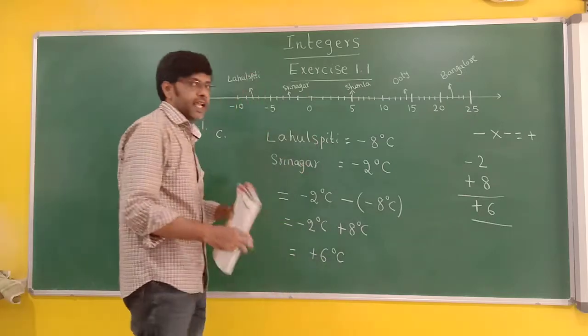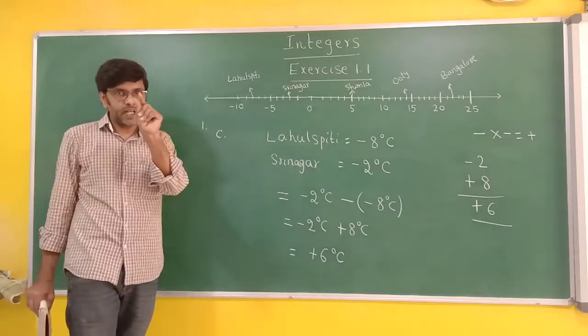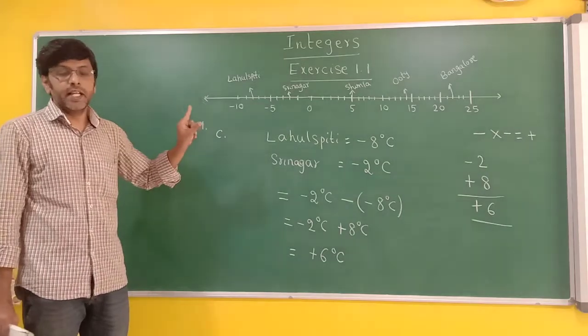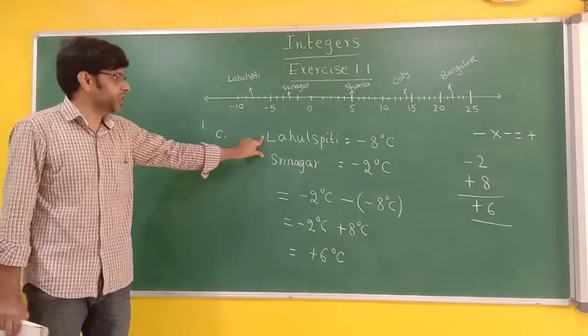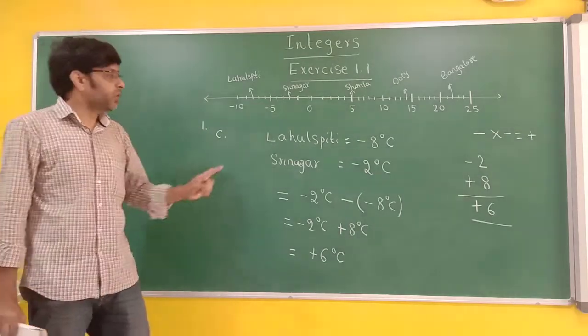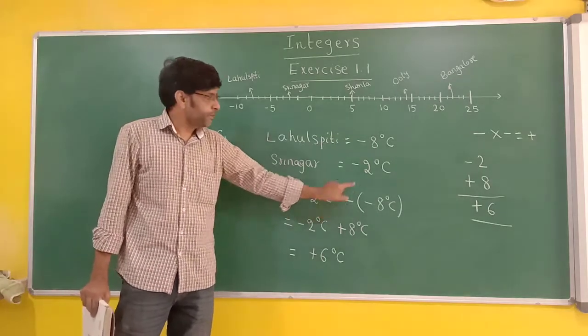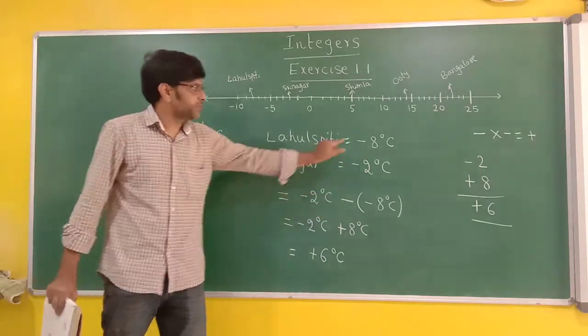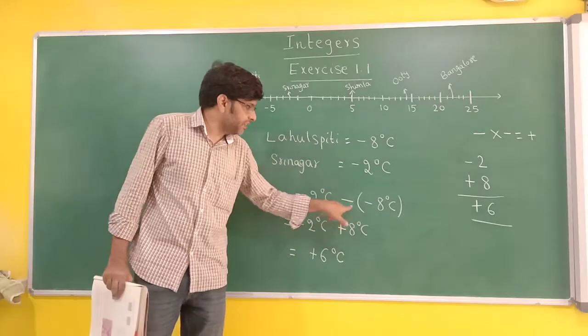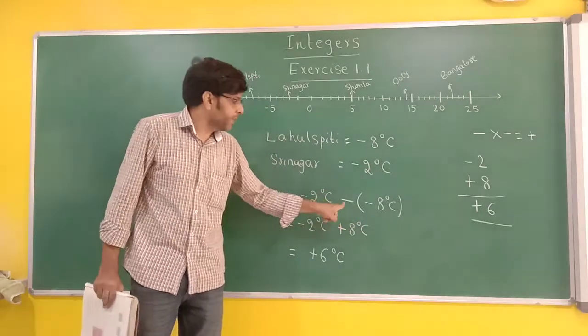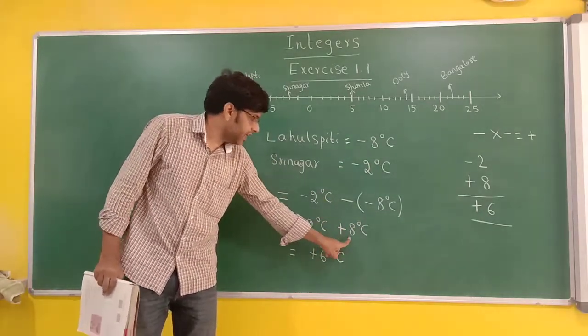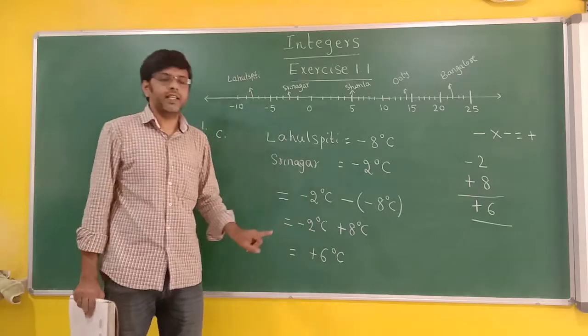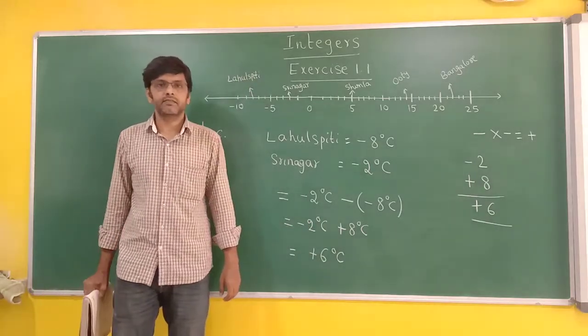I will explain once again. Listen. We have to find the difference between these two cities, the temperature recorded in these two cities on a particular day. To find the difference, the bigger number should be written first, the smaller number should be written next. Between them, we have to keep a different sign. Minus into minus is plus. 8 minus 2 is plus 6 degrees Celsius.